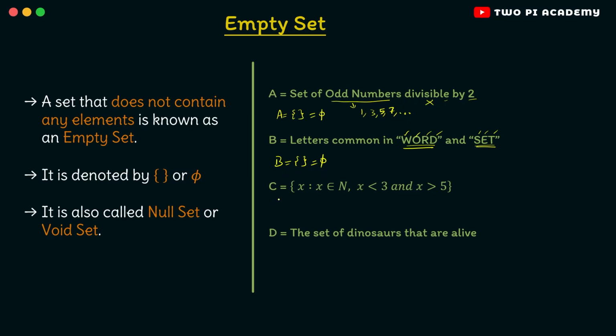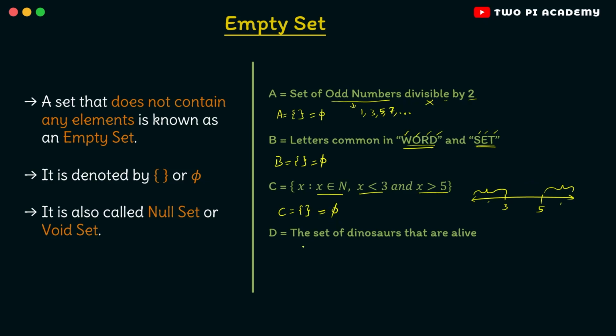And similarly, for set C, we have the set of all x such that x is a natural number and x is less than 3 and x is greater than 5. So if you take a number line like the following, here we have the number 3 and here we have 5, right? Since x is less than 3, it means that x will be in this part, whereas x is greater than 5 means that x will be in this part. So the same number can't be on both sides at the same time, right? It is not possible. So therefore, capital C is also an empty set, or you can denote that by the Greek letter phi.